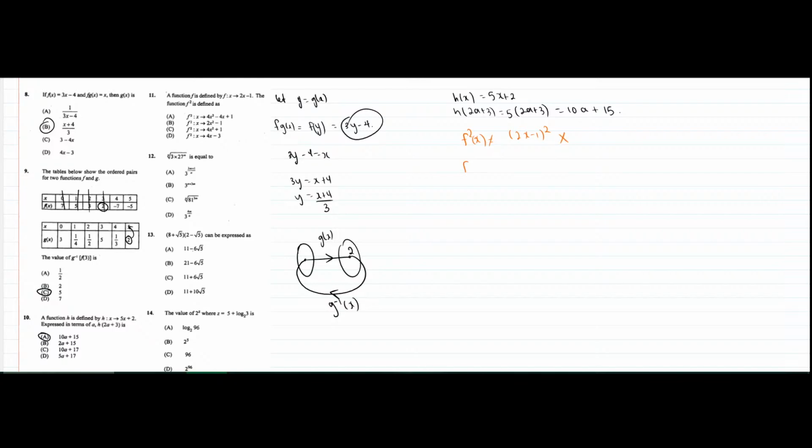0 marks. F squared of x is actually f of f of x, and I know what f of x is. F of 2x minus 1. Wherever I see x, I put in 2x minus 1. So that is 2 into 2x minus 1 minus 1. That is 4x minus 2 minus 1 and 4x minus 3. Part D.